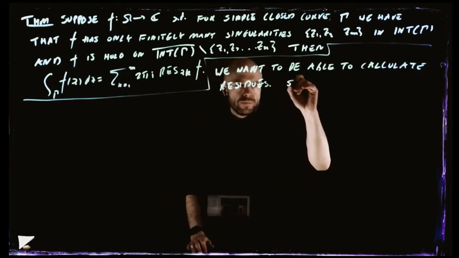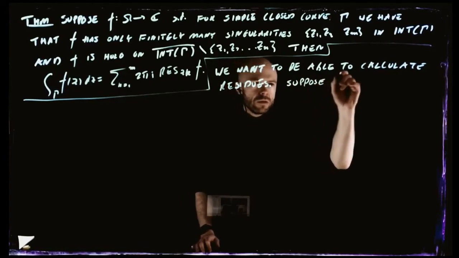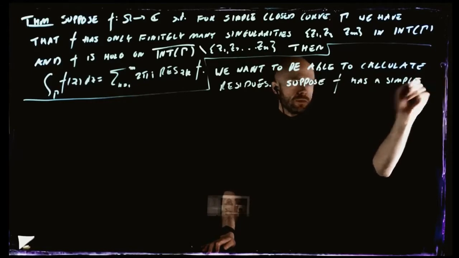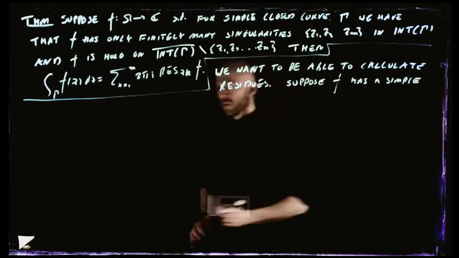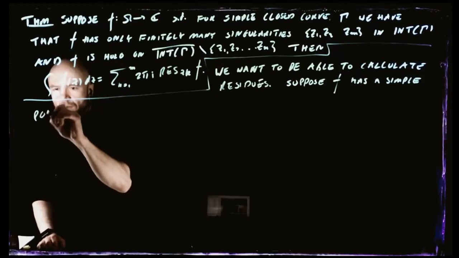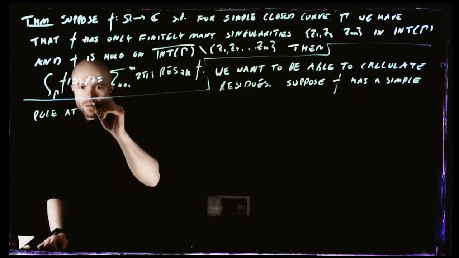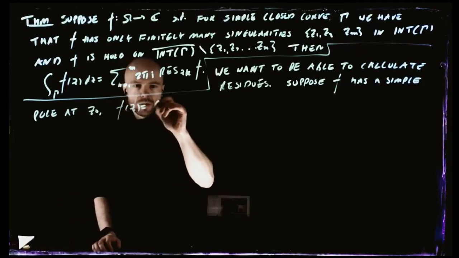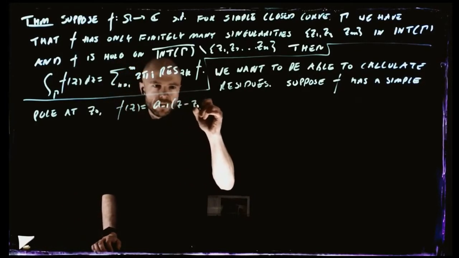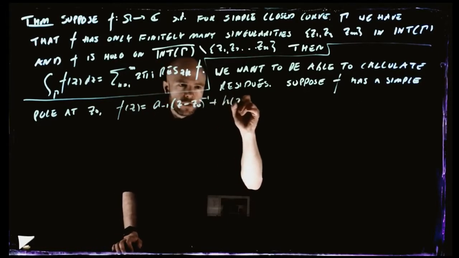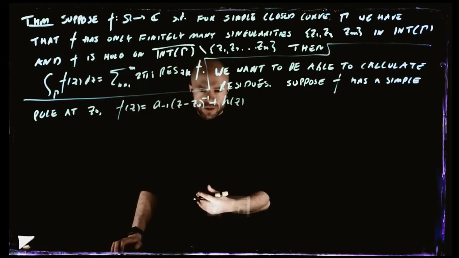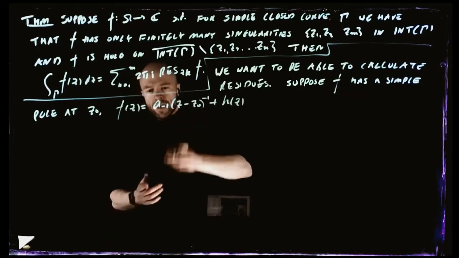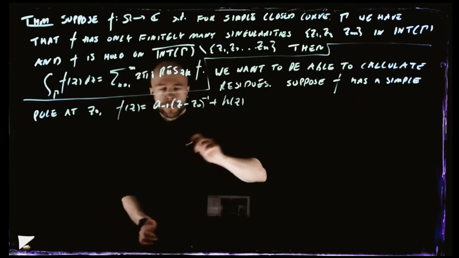So suppose f has a simple pole at z0. Then what does that mean? That means f(z) is equal to a_{-1} over (z minus z0), plus some holomorphic function like this. Yeah? That's exactly what a simple pole is. The order of the pole is 1, so therefore that's the only term in the principal part.